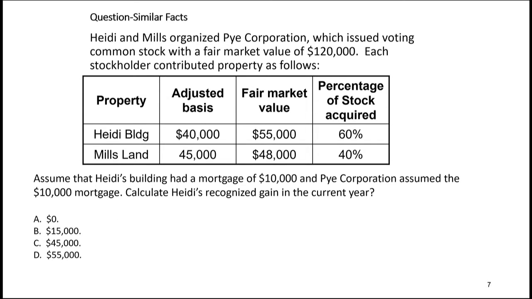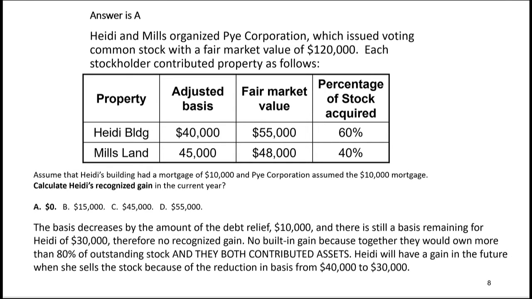All right, similar facts. Calculate Heidi's recognized gain in the current year. Well, she didn't sell the stock. Does she have any gain in the current year? What about the fact that the asset had a basis of $40,000 when she contributed it and it's worth $55,000? Does that lead to a $15,000 gain right now? No, because they meet the 80% rule. So we don't even care about the fair market value of Heidi's building. There's not going to be any recognized gain for Heidi this year because we took her basis down by the amount of the debt relief, $10,000, and we said there's still a basis remaining of $30,000. Therefore, no recognized gain now.